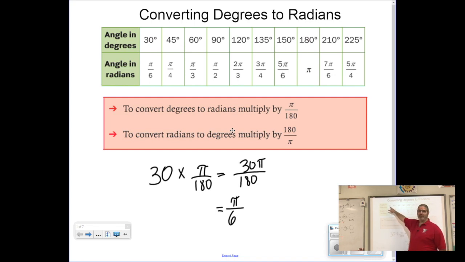If that confuses you, an easy way to figure it out: you go into 180 6 times, so that's pi over 6. How many times does 45 go into 180? 4 times, so it's pi over 4. 60 goes into 180 3 times, so it's pi over 3. And obviously 90 goes twice into 180, so it's pi over 2. Those are the important ones to remember.